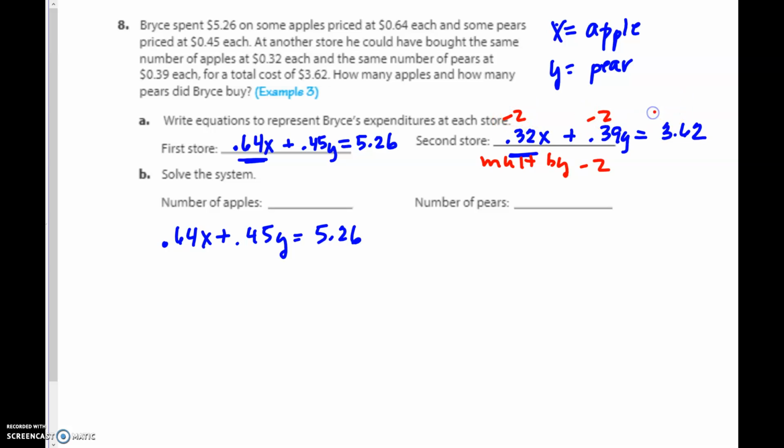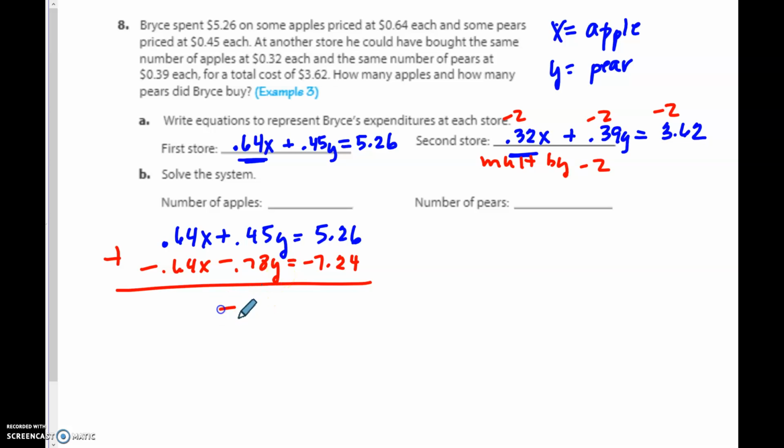So when I multiply everything by -2, I get negative 0.64 cents, and that's the point here, I want these X's to cancel out. And this is going to be a negative 0.78 cents, and then a negative $7.24. Now I'm going to add these up. The whole point of me doing this is I want my X's to cancel out.